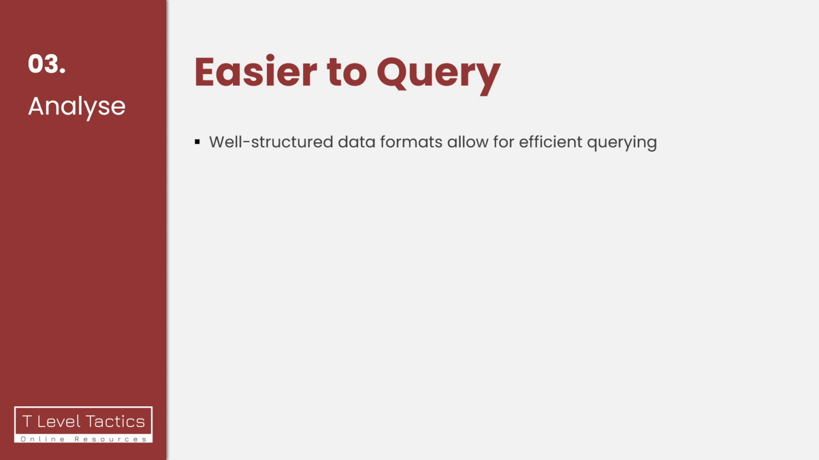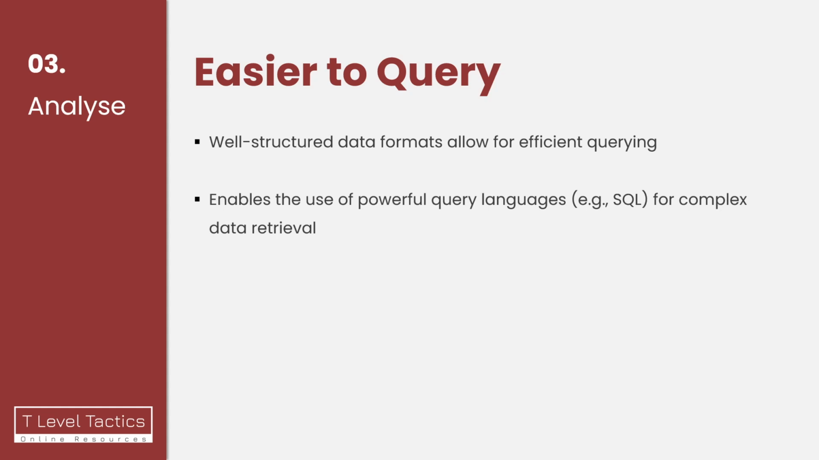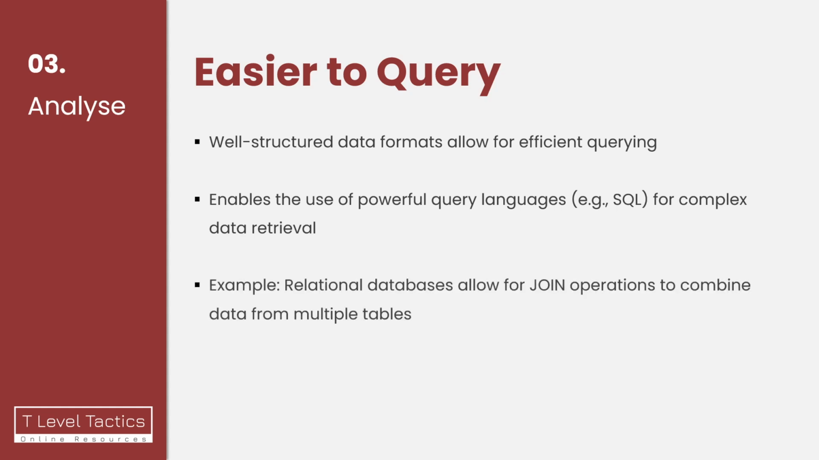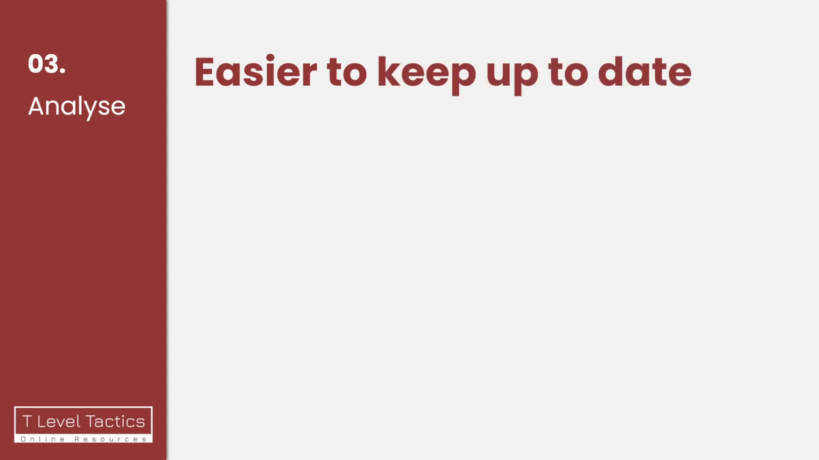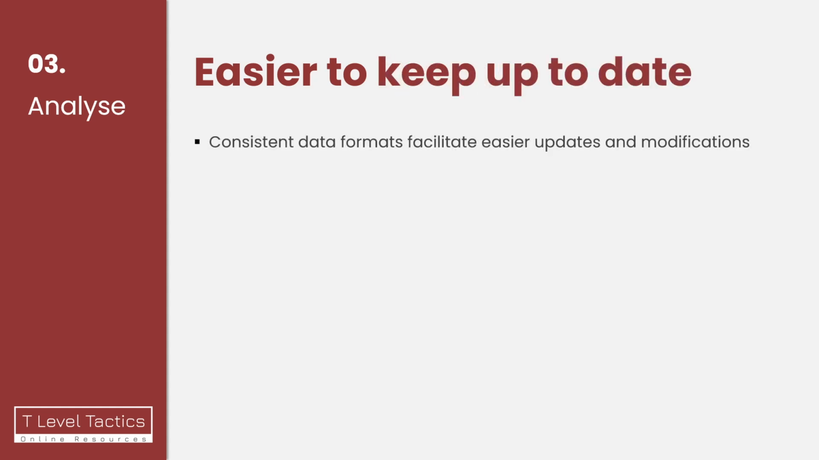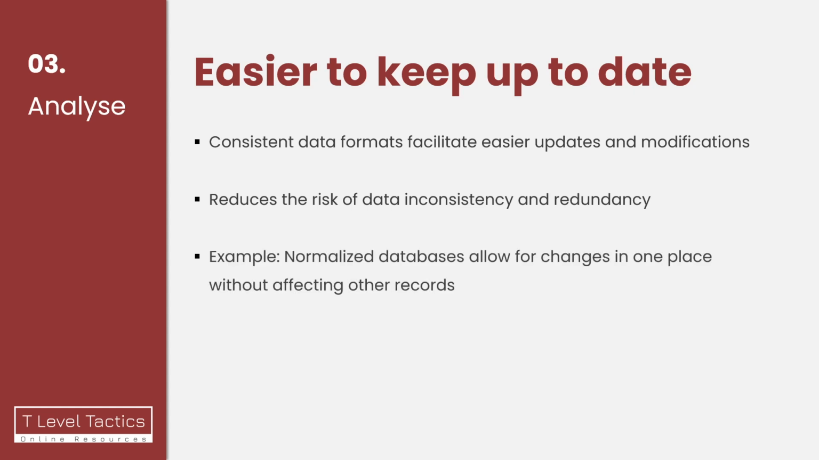Well-structured databases and data formats allow for efficient querying and enable the use of powerful query languages like SQL for complex data retrieval. So for example, relational databases allow for join operations to combine data from multiple tables together. And consistent data formats facilitate easier updates and modifications. It reduces the risk of data inconsistency and redundancy. As an example, normalized databases allow for changes in one place without affecting other records.